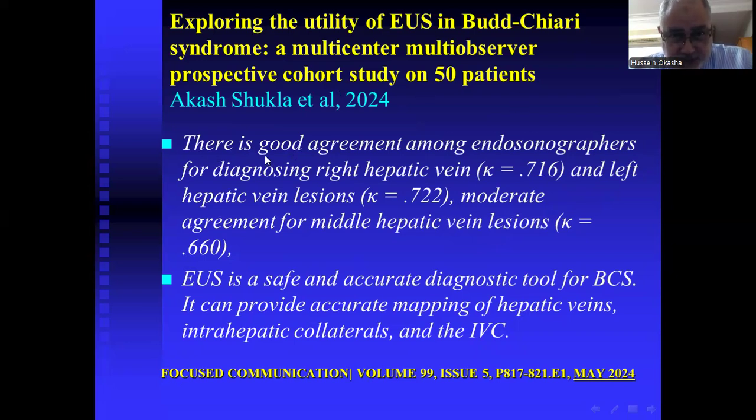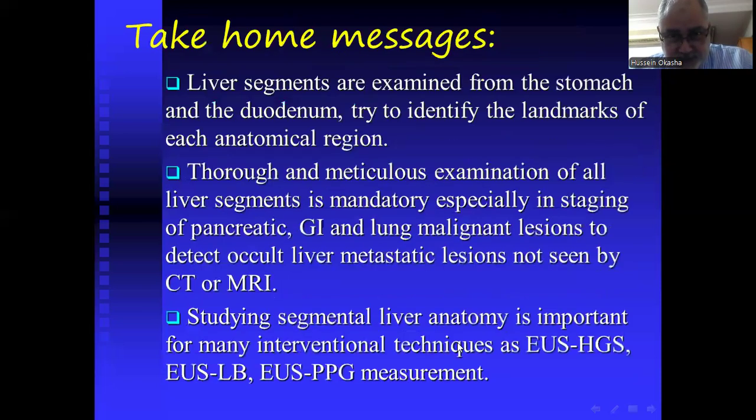They mentioned that there is good agreement among endosonographers for diagnosing right hepatic vein and left hepatic vein lesions like thrombosis, and moderate agreement for middle hepatic vein lesions. They concluded that EUS is a safe and accurate diagnostic tool for Budd-Chiari syndrome. It can provide accurate mapping of hepatic veins, intrahepatic collaterals, and the IVC.